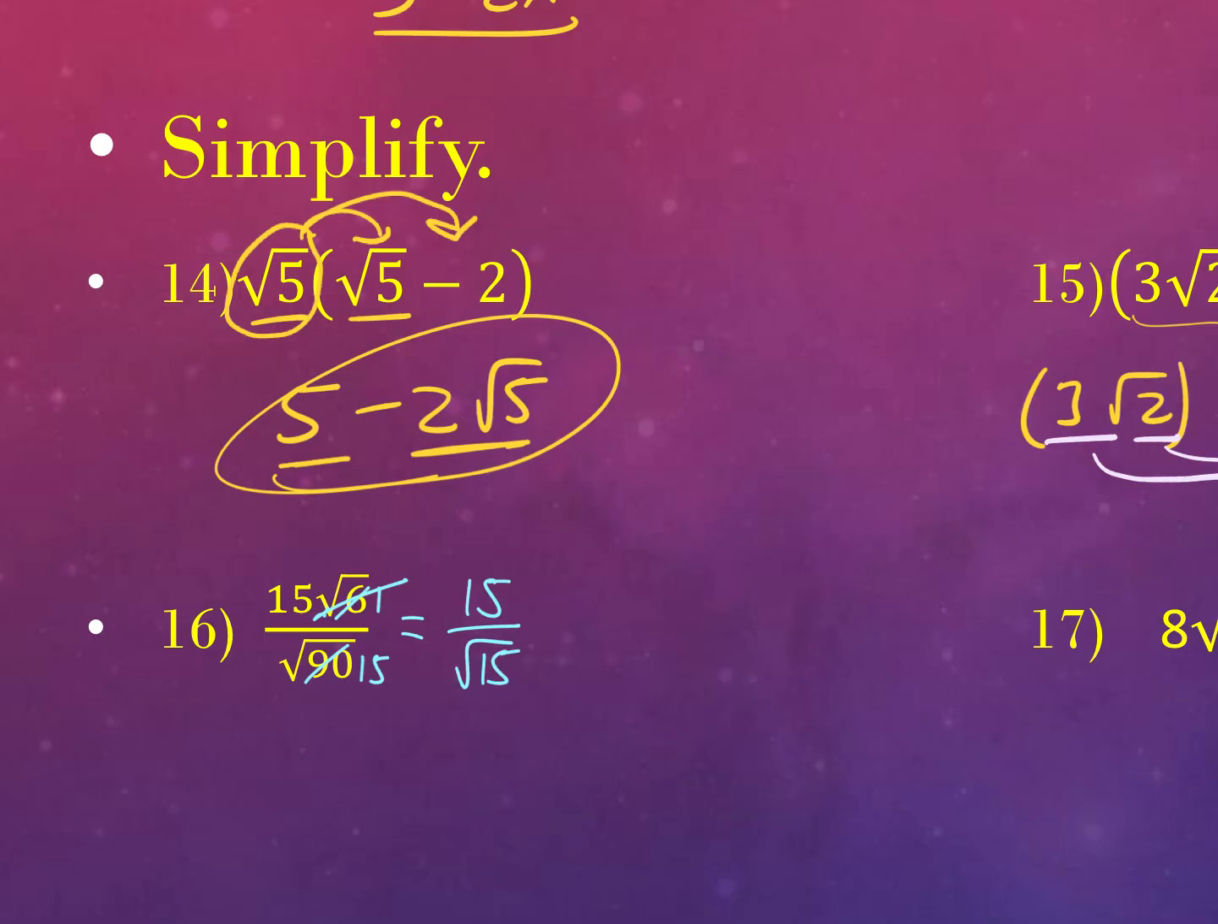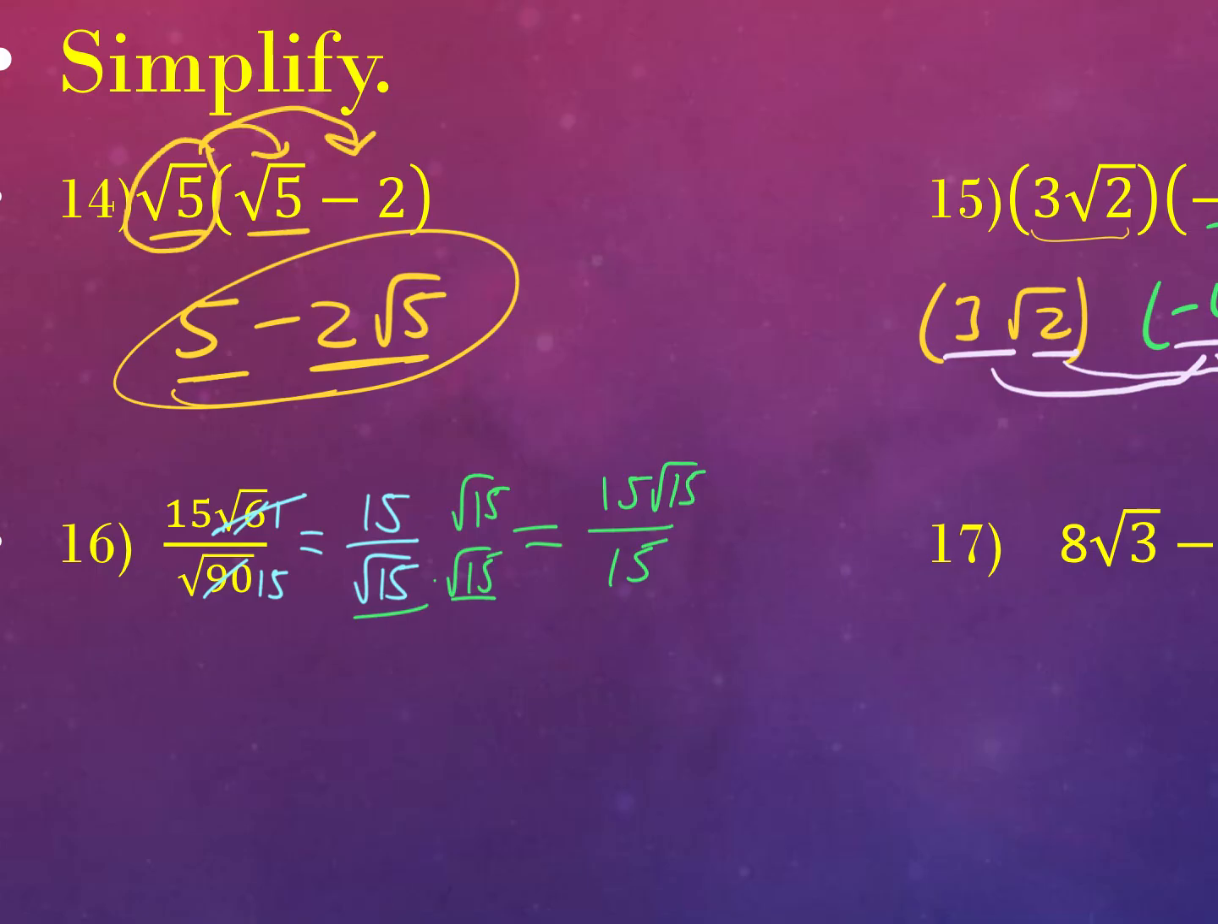Over the square root of 15. Again, I can't have a radical on the bottom, so I'm going to multiply the top and the bottom by the square root of 15. Again, 2 of the same number is going to show up once outside the radical. And I can't combine a whole number with a radical, so I'm going to leave it like that. Now lastly, it looks like I have a whole number divided by a whole number, and that's just going to leave me with the radical 15.